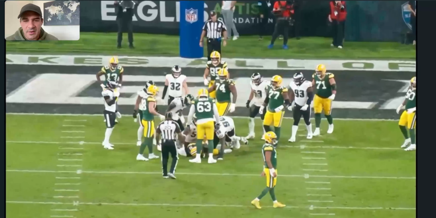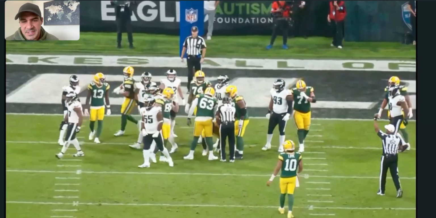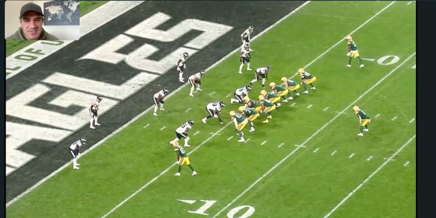All right, now we get a 3rd down and 1, or it's basically no gain on that play. So now we get another situation. Now it's like 3rd and 1.